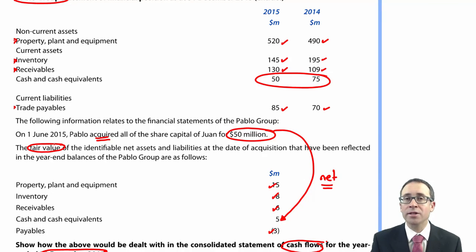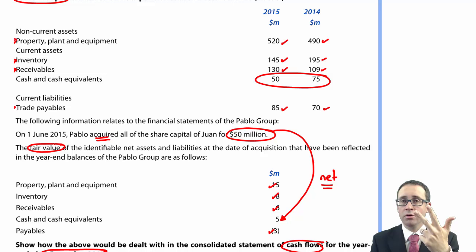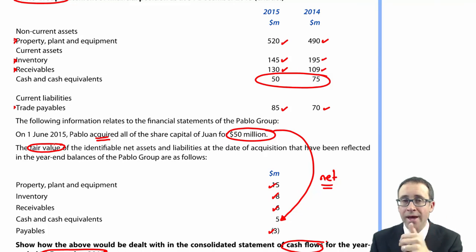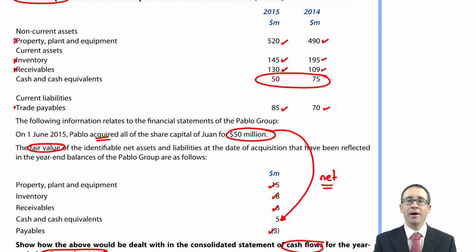Other than that, I'm going to say no more, and I'm going to leave you to just revise and recap what we've done so far in terms of the dividend paid to the NCI, the dividend received from the associate, and the acquisition or the disposal of a subsidiary, because what we're going to go through and do next is we're going to go through there and play around with a big comprehensive example.